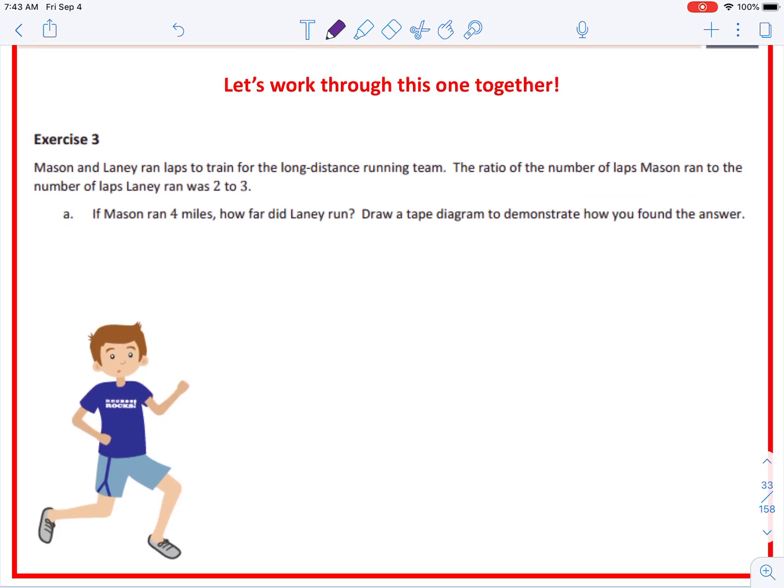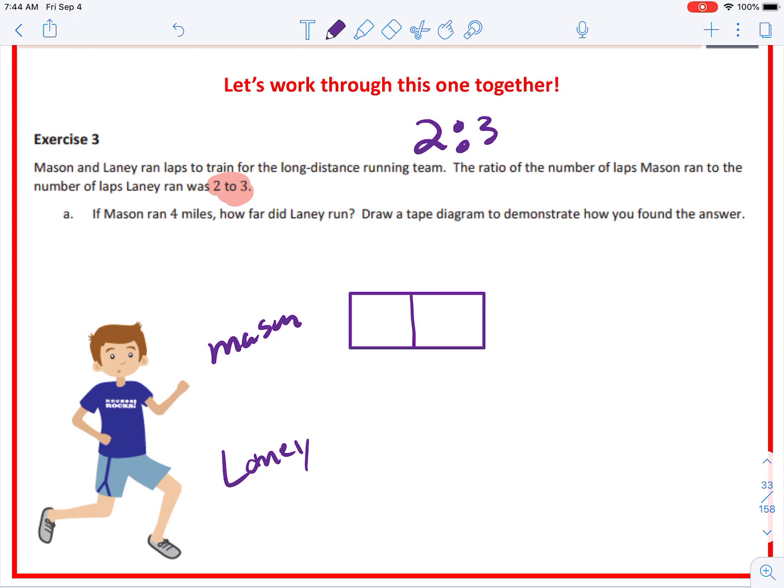Mason and Laney ran laps to train for the long distance running team. The ratio of number of laps Mason ran to the number of laps Laney ran was 2 to 3. If Mason ran 4 miles, how far did Laney run? Draw a tape diagram to demonstrate how you found the answer. So we know that our ratio is 2 to 3. I need to make a tape diagram and label it, and that's Mason to Laney. So Mason is going to have 2 units, and Laney is going to have 3 units.